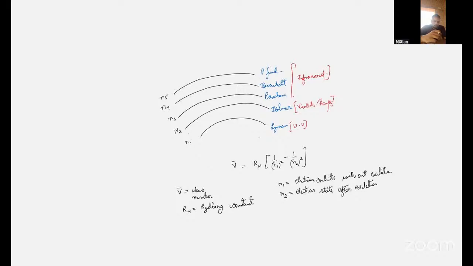Okay, now I'll give you the question. Calculate the wavelength, wave number, frequency, energy of the Balmer line corresponding to the Paschen line.